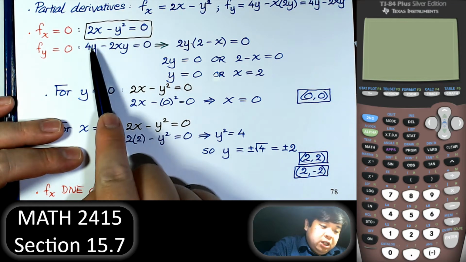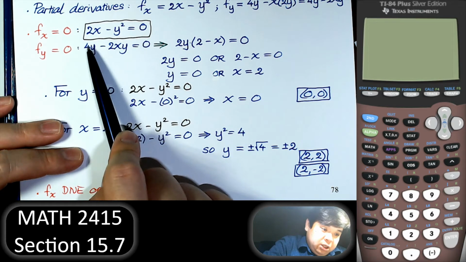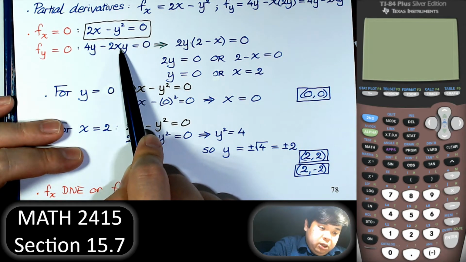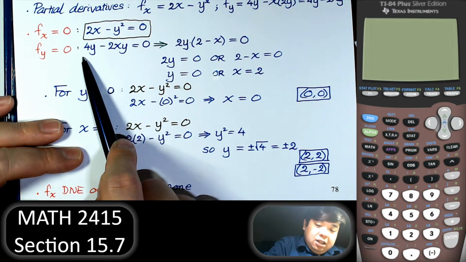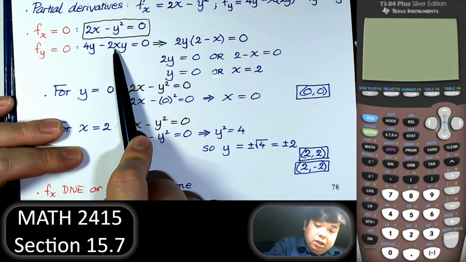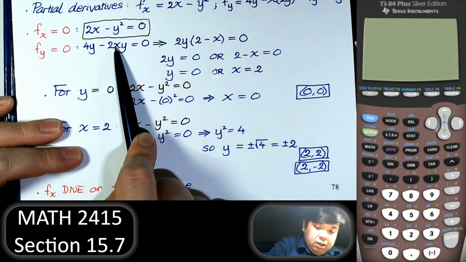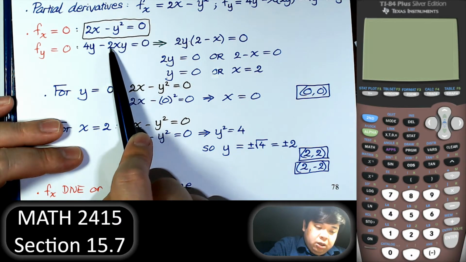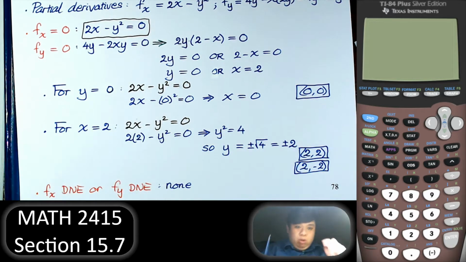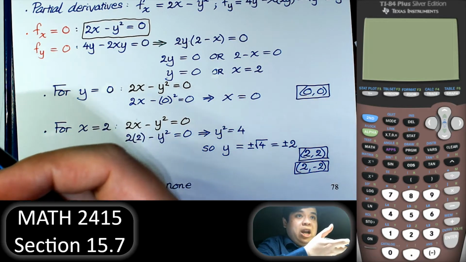Of course, we can test, put 0 and 0 here. That's 0, so that's good. Now 2 and 2, that's good. And then 2 and negative 2, that certainly works. 2 and negative 2, so negative 8 plus 8, so that's 0. Yeah, so those work.